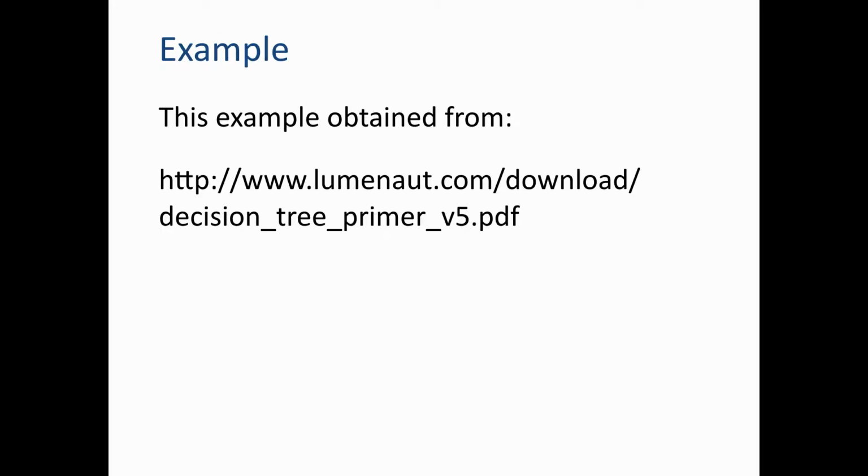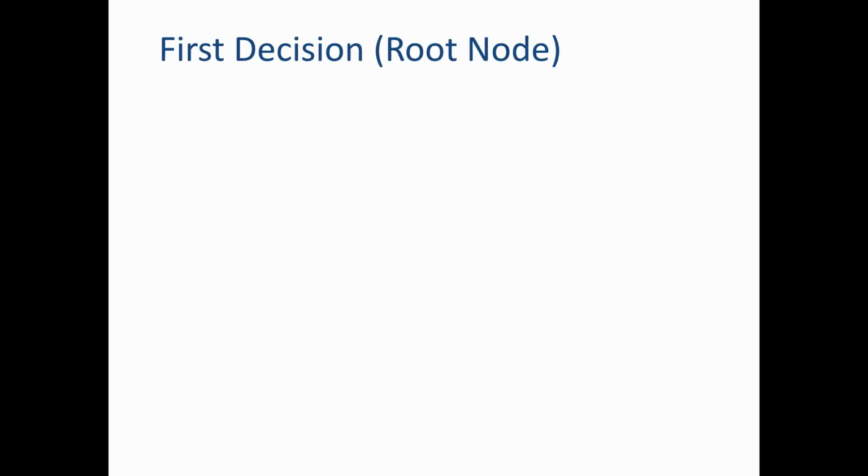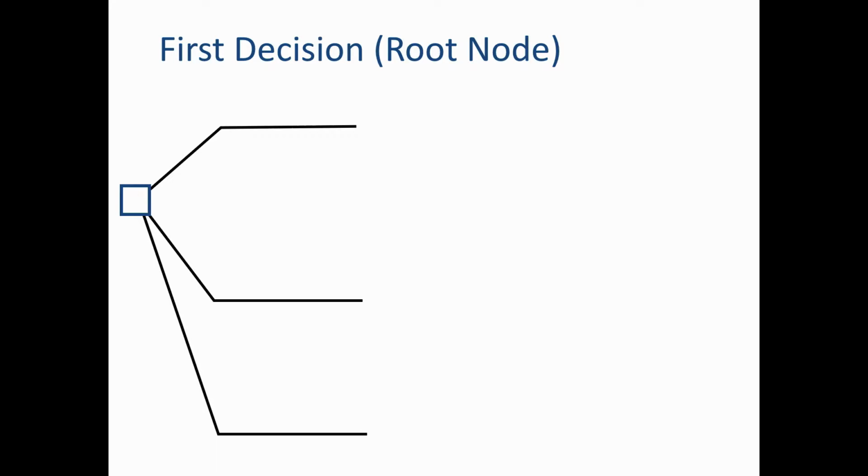This example has been obtained from this particular document. It's been posted on Moodle for you. So let's start with the first decision. It's also called the root node, and we indicate that with the square that just appeared. In this case, we're imagining a meeting where people are putting up three options for developing or not developing a new product.